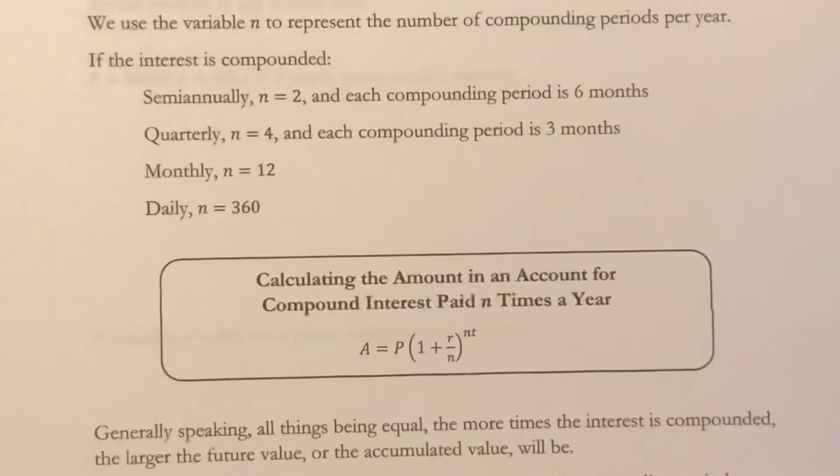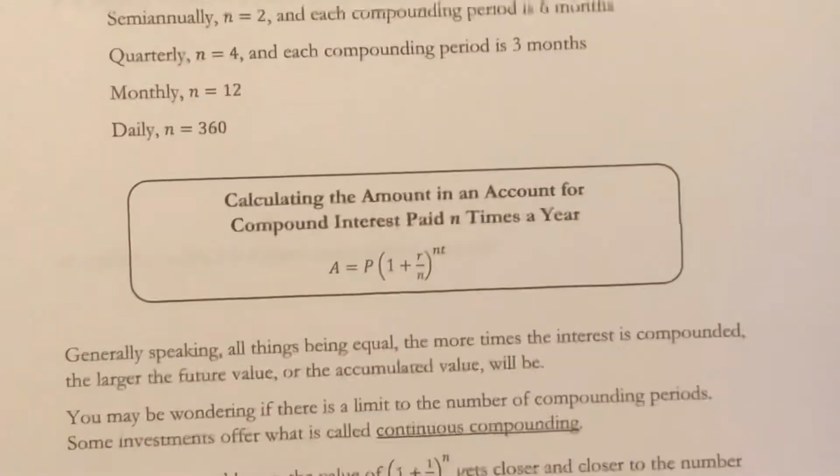The formula for compounding the amount in your account would be the future value, A, or accumulated value, is equal to the principal times 1 plus R over N, so your rate written as a decimal, over N compounding times per year, raised to the N times T, so the number of times compounded times the number of years. T, again, is in years.